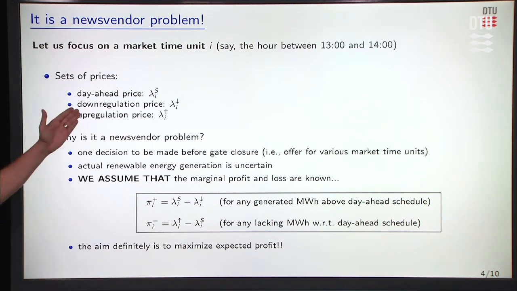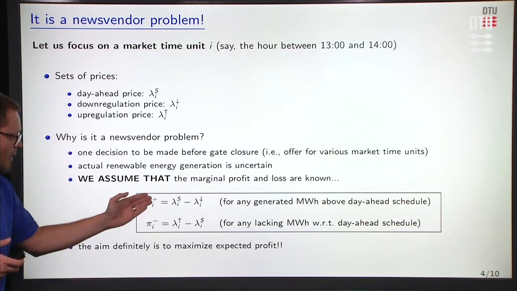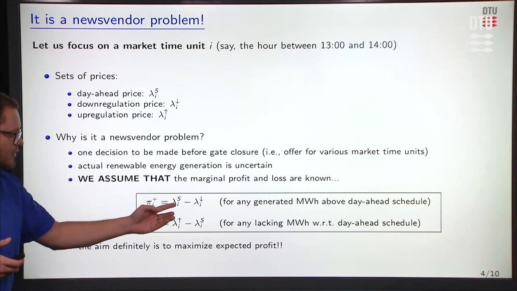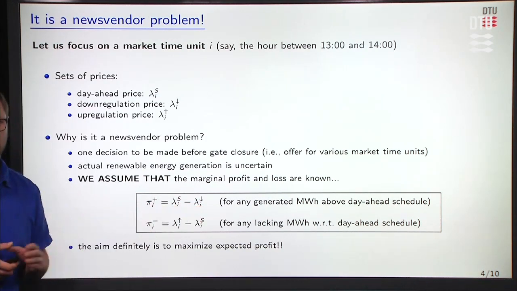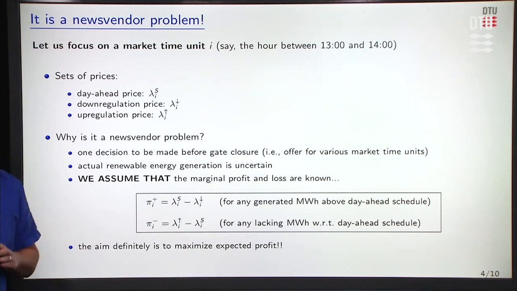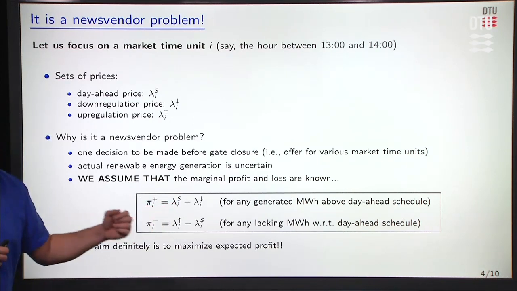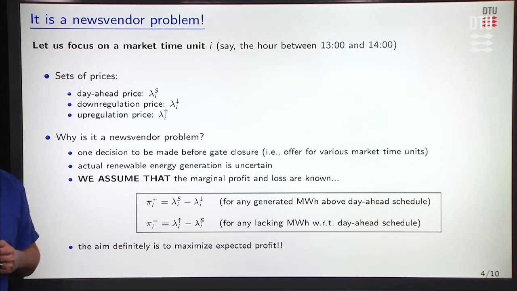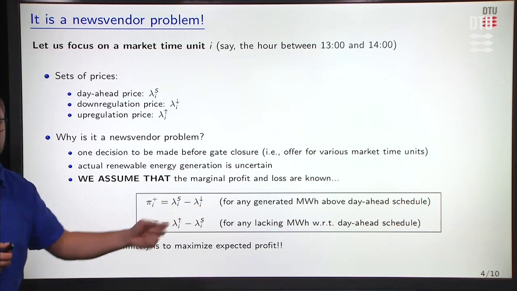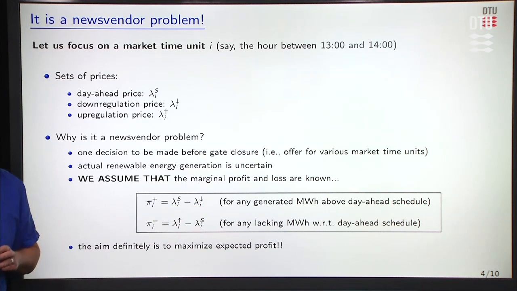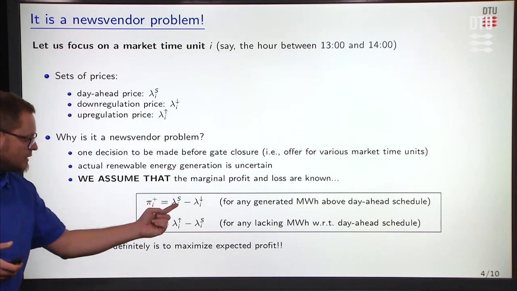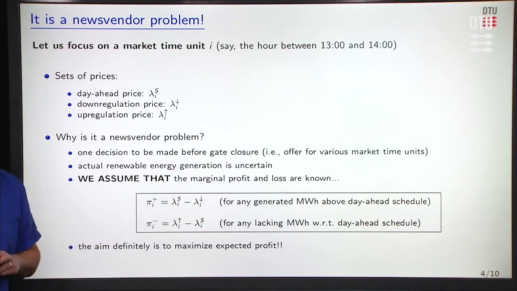If you look at this set of prices, we can define pi_i^+ as the difference between day-ahead price and down-regulation price for any generated megawatt hour above the day-ahead schedule. Indeed, for each and every one of these units, we have an opportunity loss. We could have been paid lambda^S if offering this amount in the day-ahead market in the first place, but since we did not, we are going to get paid only this amount through the balancing stage. So the opportunity loss is the difference between these two prices.